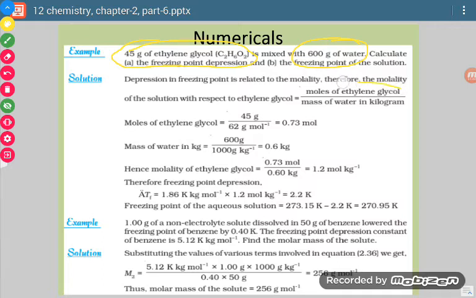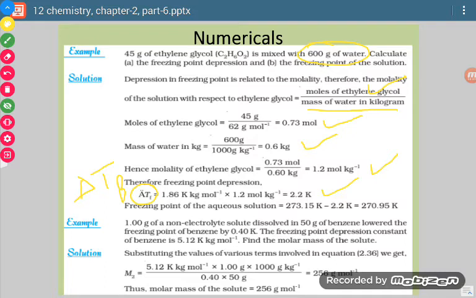So the number of moles of solute is the weight of solute over the molecular weight of solute. From there we can calculate the number of moles of solute, and from the weight of solvent we can calculate it in kilograms. So number of moles we have calculated, mass of solvent we have calculated, so we can calculate the molality. Once we know the molality, delta Tf is equal to Kf into m. So from here we can calculate the value, it is 2.2 Kelvin.